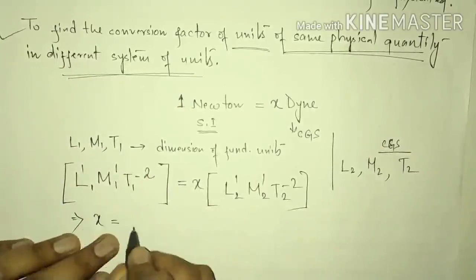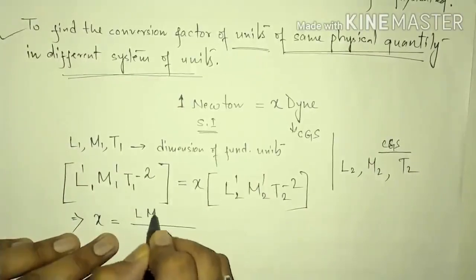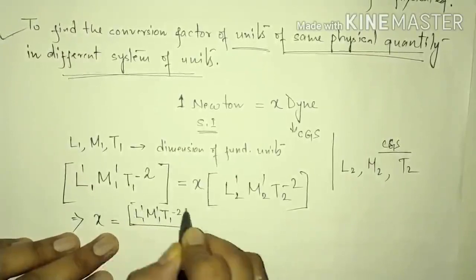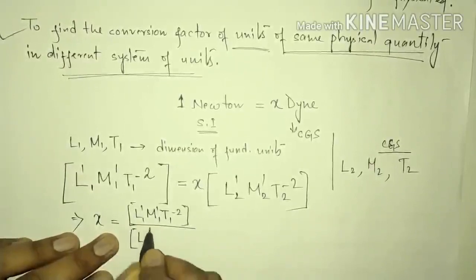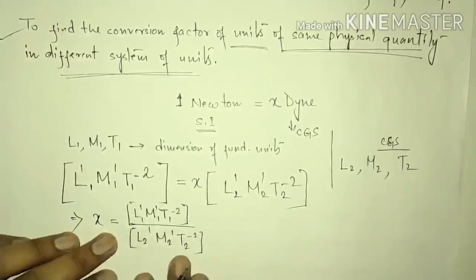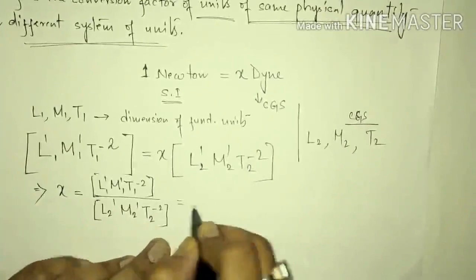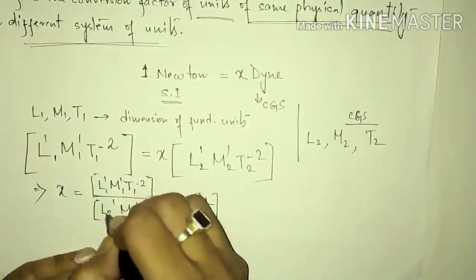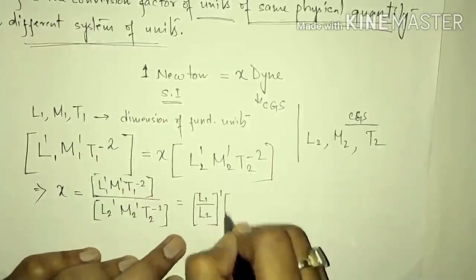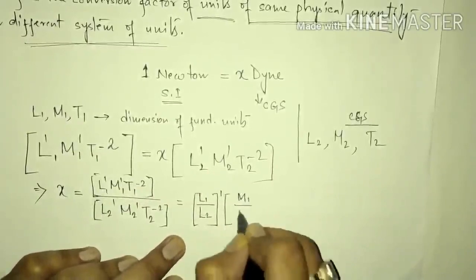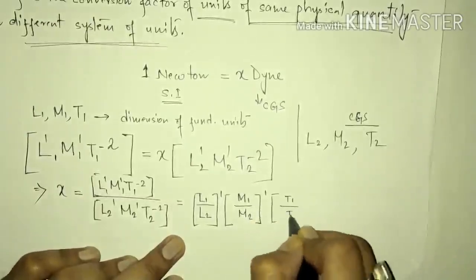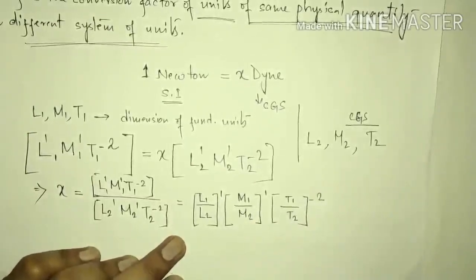So I can write L1 M1 T1 to the power minus 2, divided by L2 M2 T2 to the power minus 2. So this is equal to L1 by L2, where the power of L is 1, so L1 by L2 whole to the power 1. Similarly M1 by M2 whole to the power 1, and T1 by T2 whole to the power minus 2.